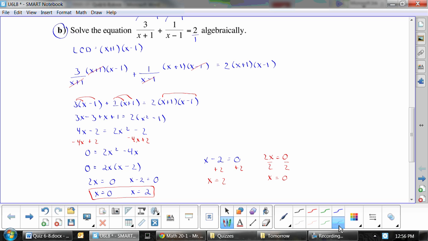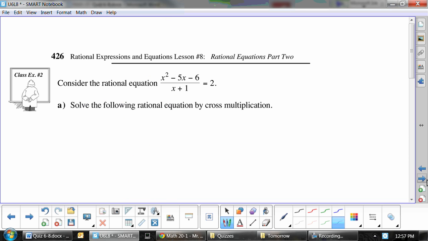So looking at our original equation here, in our denominators we have an x plus 1 and an x minus 1. So we go x plus 1 cannot equal 0, so x cannot equal negative 1. X minus 1 cannot equal 0, so x cannot equal 1. Okay? And because our non-permissibles don't match up with our solutions, everything is a-okay in our books. So if we flip the page, we'll do example number 2.